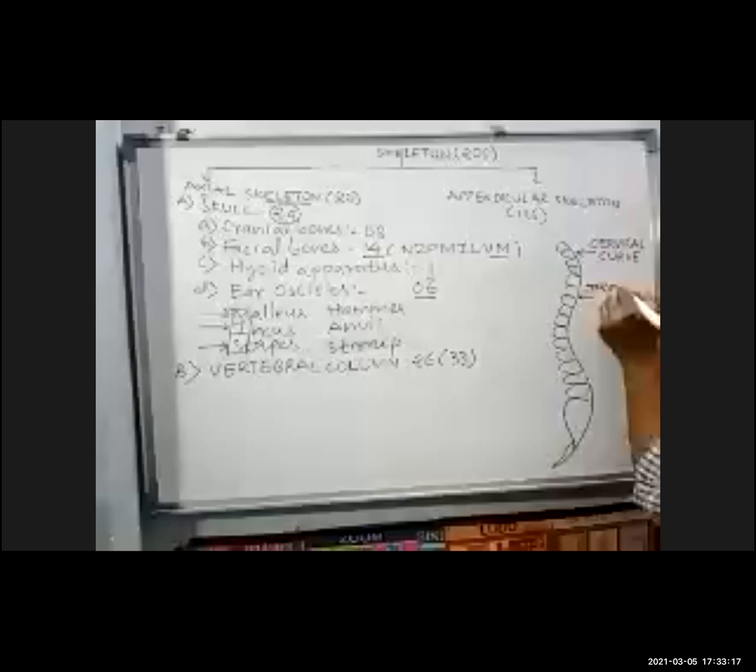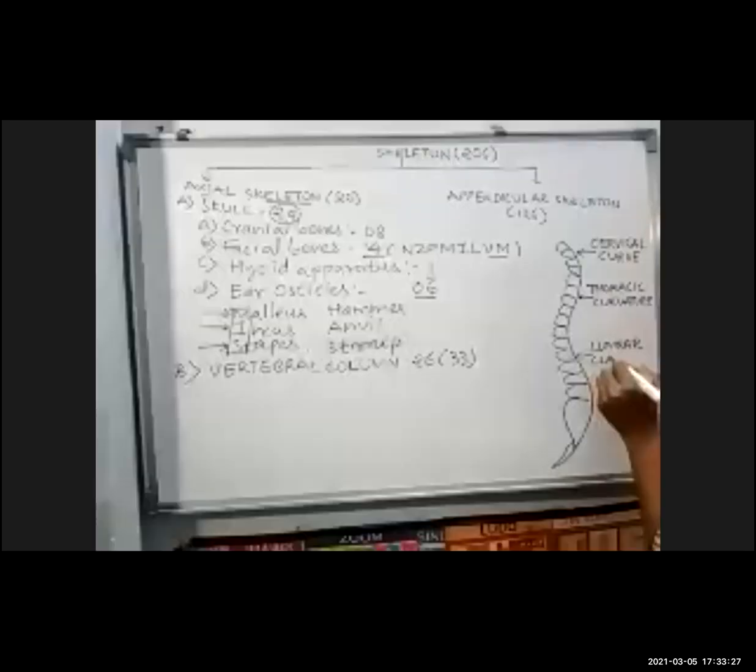Then comes the third region, which will be your back. Lumbar curvature, or lumbar curve. And finally, this is the last region, which consists of 2 parts. So this will be called a sacral curve.